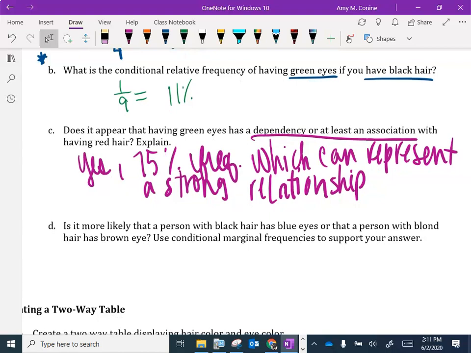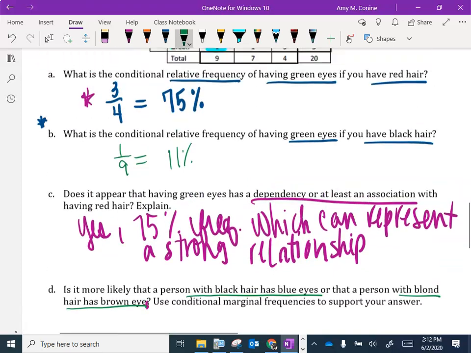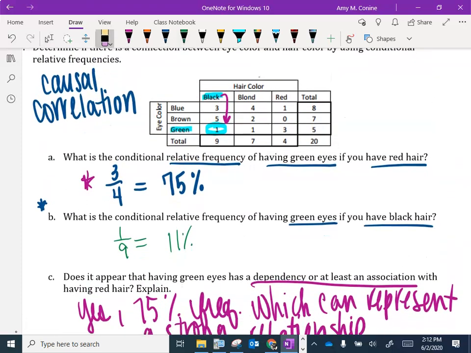All right, so then part D, is it more likely that a person with black hair has blue eyes or that a person with blonde hair has brown eyes? Use conditional marginal frequencies to support your answer. So we need to take a look at black hair with blue eyes, and we need to take a look at blonde hair with brown eyes. Let's take a look at the first one, black hair with blue eyes.